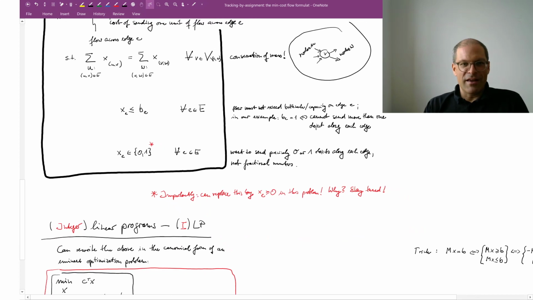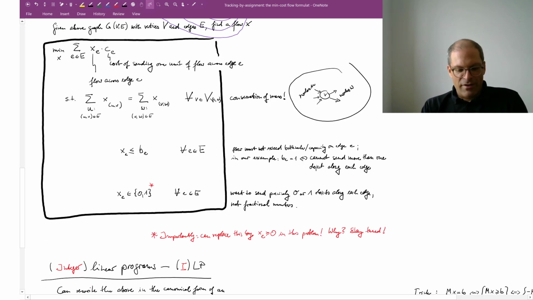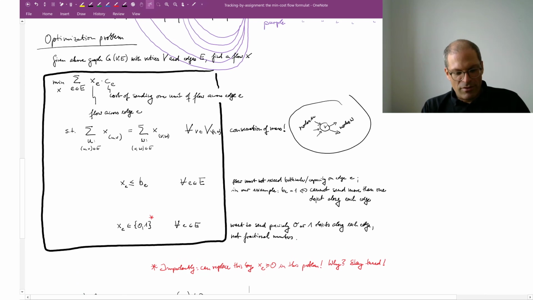Or let's say that means that it belongs to a different and much easier to solve class of optimization problems. All right. So do you have questions about how the graph above maps to this equation here?